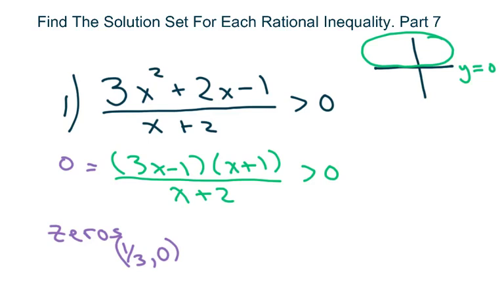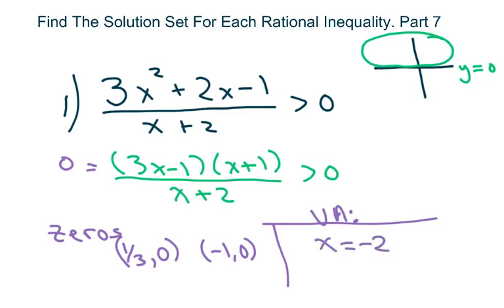And (-1, 0). Those are your x-intercepts. And then we also have to find where our vertical asymptotes are, that's our vertical lines, and that's where f is undefined. So f is undefined at x equals -2, and that's your vertical asymptote.